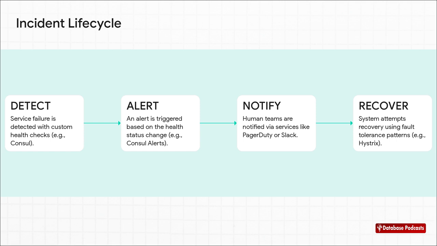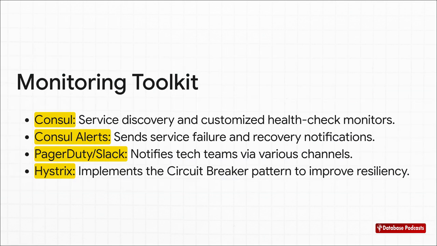And here's the coolest part. Step 4. Even as people are just finding out about it, the system itself is already trying to recover. It can use patterns like a circuit breaker from a library like Hystrix to temporarily stop sending traffic to the failing service. So let's quickly recap that toolkit. You've got Consul, which is a service discovery tool, and it's what finds our services and checks their health. Then you have Consul Alerts, which watches for any problems and kicks off the whole process. PagerDuty or Slack gets that message to a human. And Hystrix, which is a library that came out of Netflix, is what builds in that fault tolerance so the system can start healing itself right away.